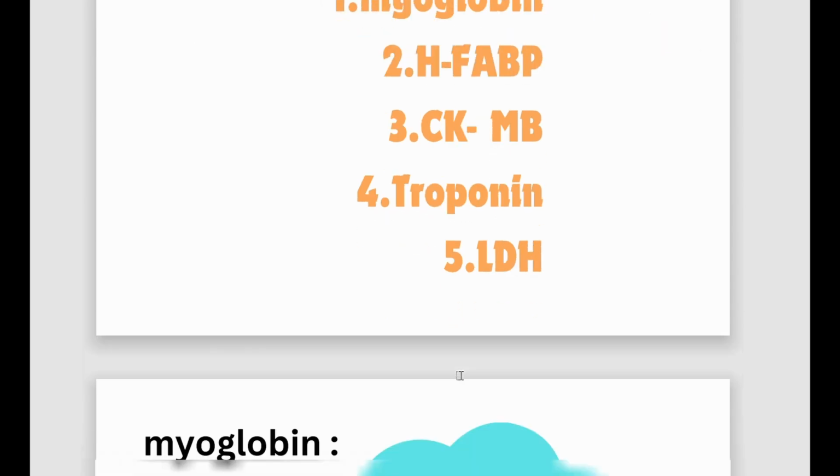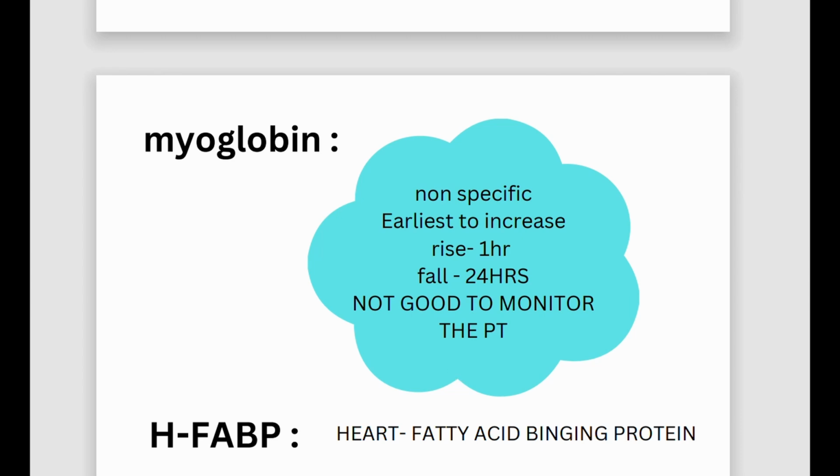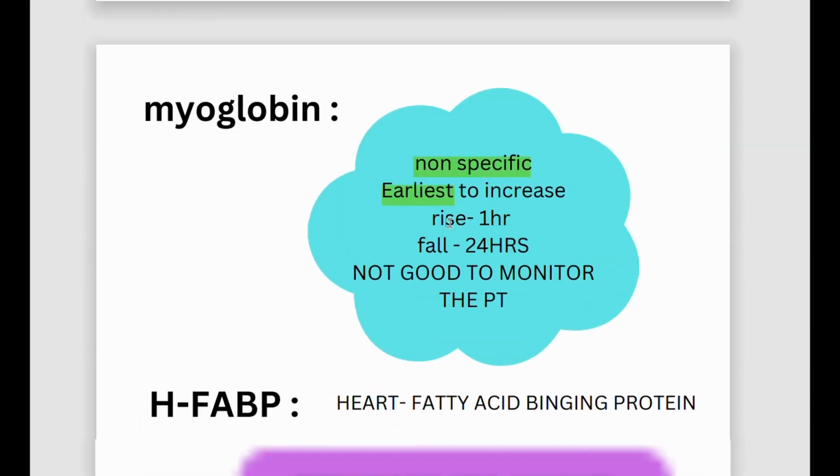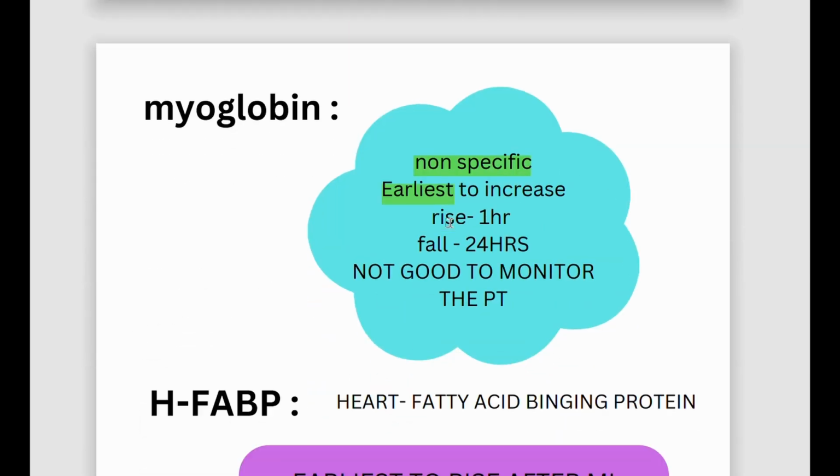Myoglobin is non-specific. Why is it non-specific? It increases because of any other muscle diseases. Second, it is the earliest to increase. Even though it is the earliest plasma protein or cardiac marker to increase, it's not so specific: if a person has high myoglobin levels, it doesn't mean that he is suffering from myocardial infarction. It may be due to other muscle diseases, right? It rises in 1 hour and falls in 24 hours. It's not good to monitor the patient based on myoglobin.